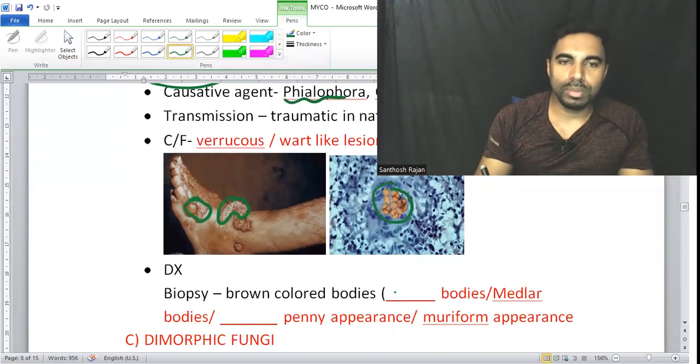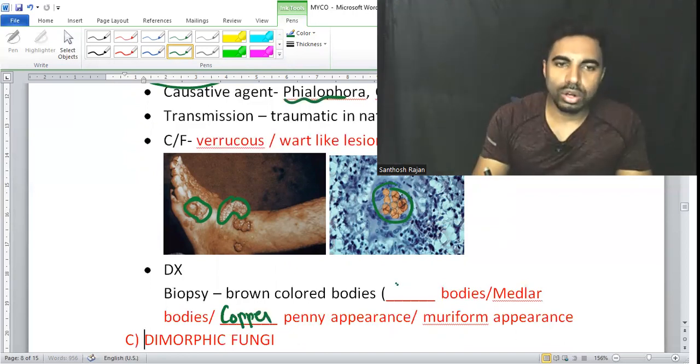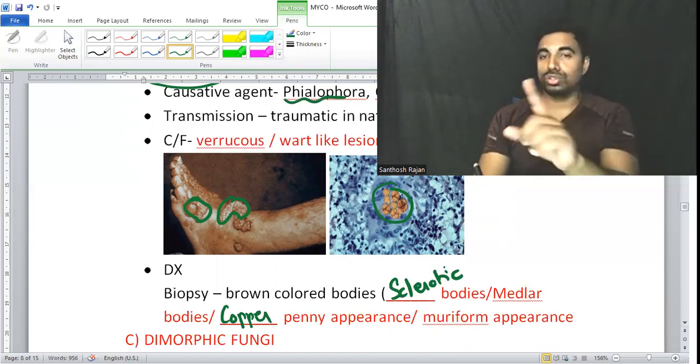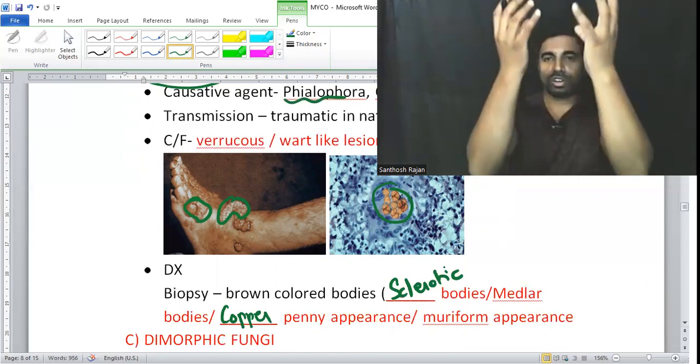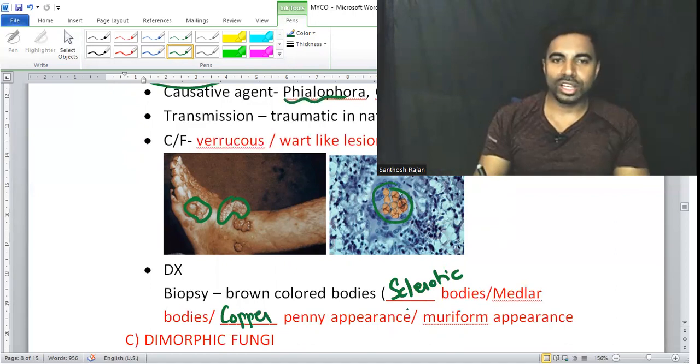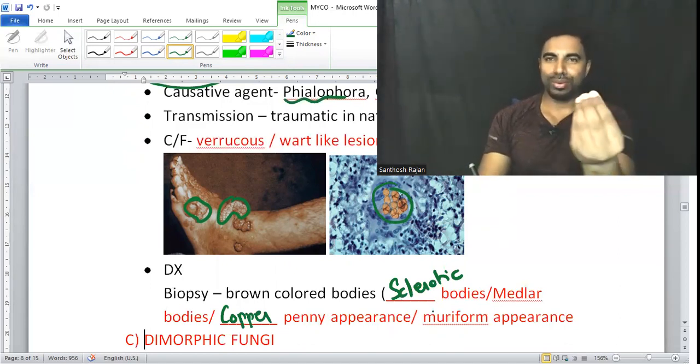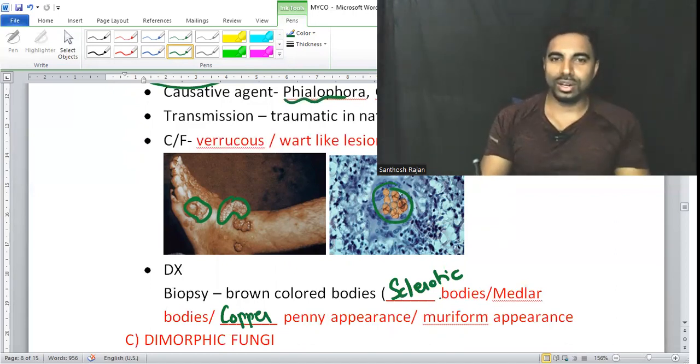So in biopsy it is brown in color, but it's also called what? One is the copper penny. The other is called sclerotic bodies. Don't mix it up with the asteroid bodies of Sporothrix, or the flower-like conidia. But sclerotic, chrome, sclerotic, it sounds like metal, no? Sclerotic, Medlar bodies, copper penny, Muriform cells. They all are for chromoblastomycosis. That's it. So this much about the subcutaneous fungi.